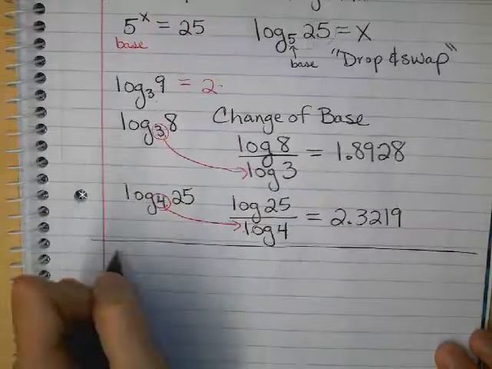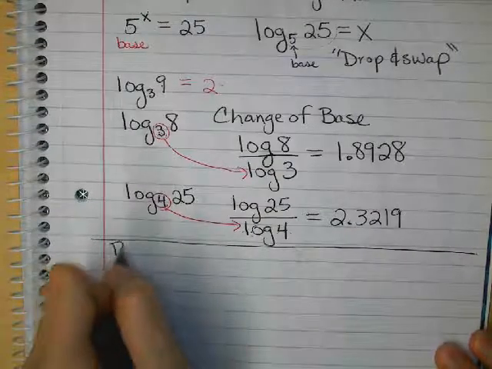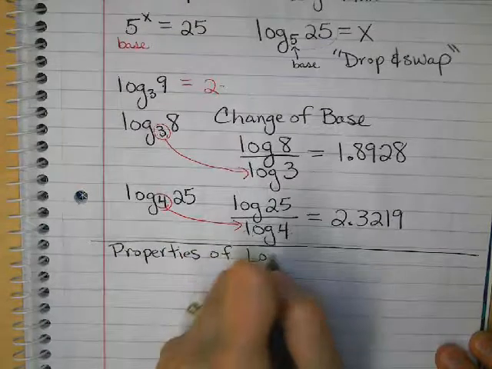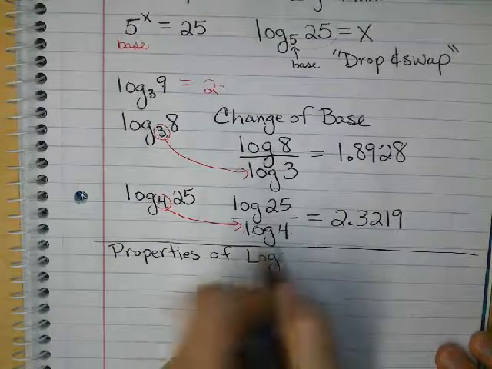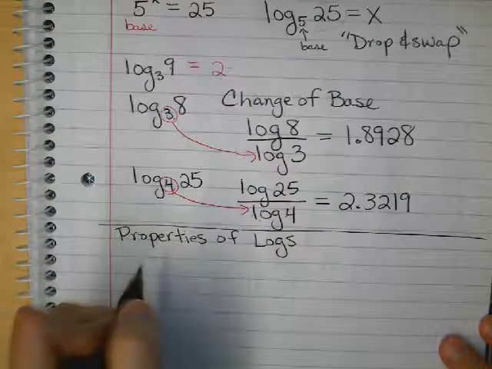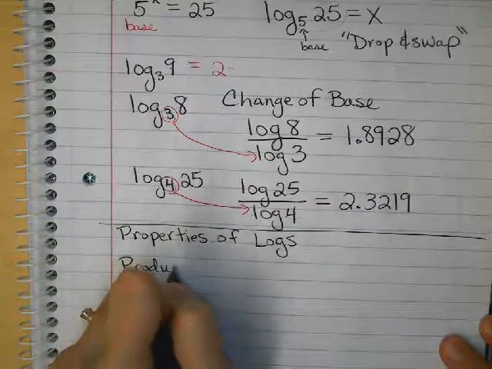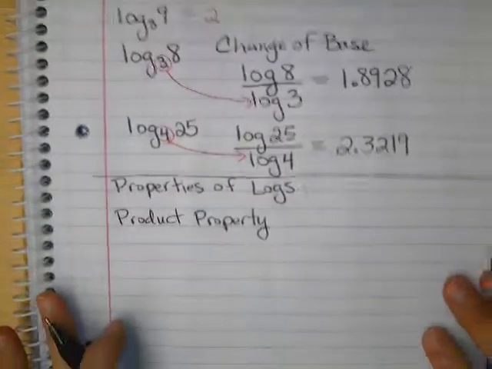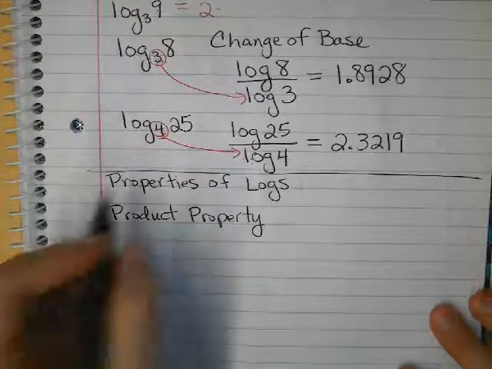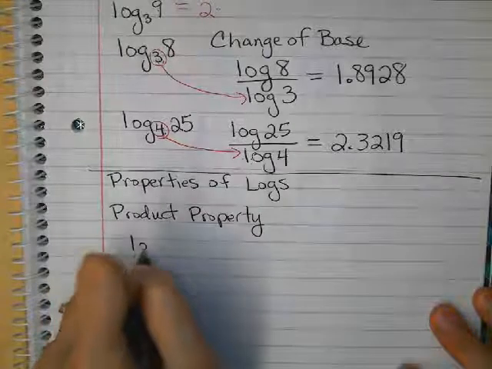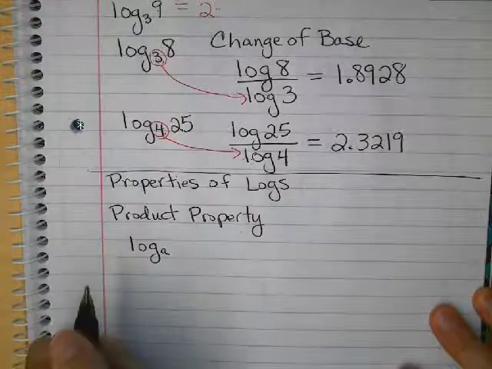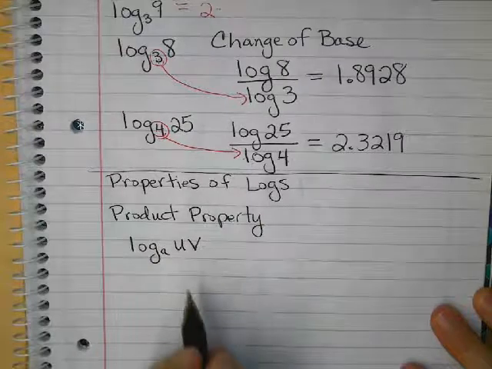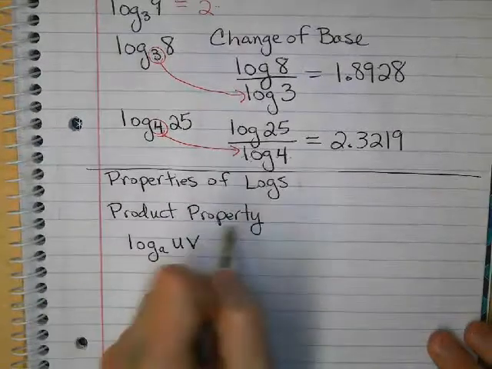Okay, now we're going to learn some other properties of logarithms that you're going to have to use. We got a couple different properties of logs. One of them is called the product property, and we'll give you a quick example. I'll put log base a of uv.